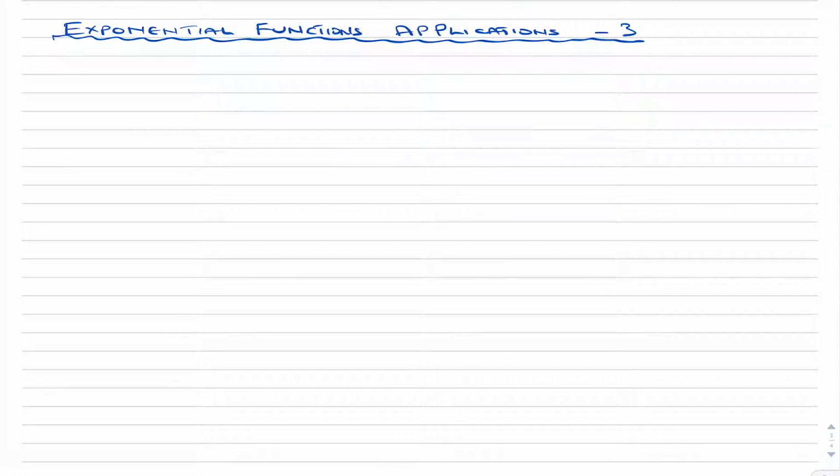Exponential functions applications. In order to apply the application of exponential functions, let's just remind ourselves of the basic graphs, the 4 basic graphs that we need to know how to sketch in exponential. The first one here is y equals a to the power of x. It's a positive power of x, and the graph looks exactly like this. So I'm going to try and sketch that.